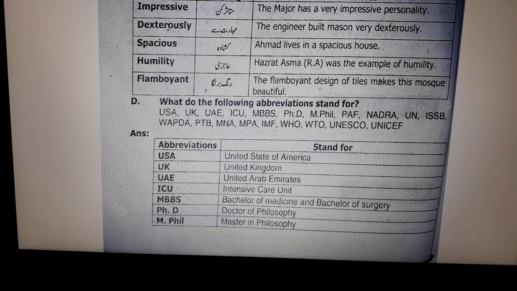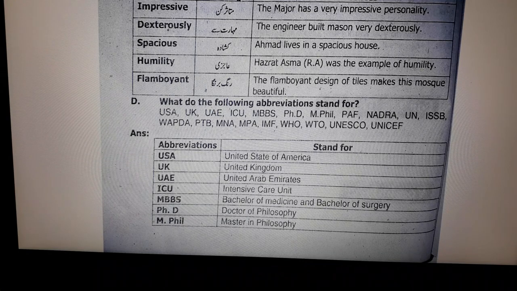Now, exercise D. What do the following abbreviations stand for? USA, UK, UAE, ICU, MBBS, PhD, MPhil, PAF, NADRA, UN, ISSB, WAPDA, PTB, MNA, MPA, IMF, WHO, WTO, UNESCO and UNICEF. Students, these are the general knowledge, common sense questions. You should know what are these. I will read it for you. You can do it very easy.